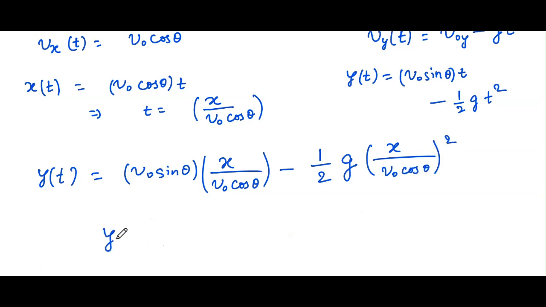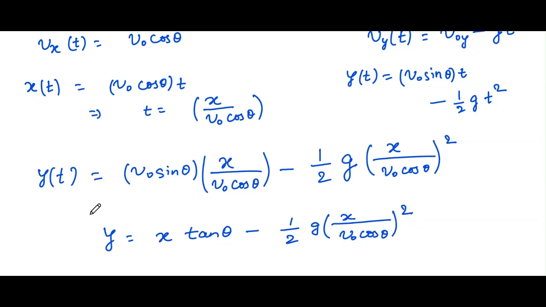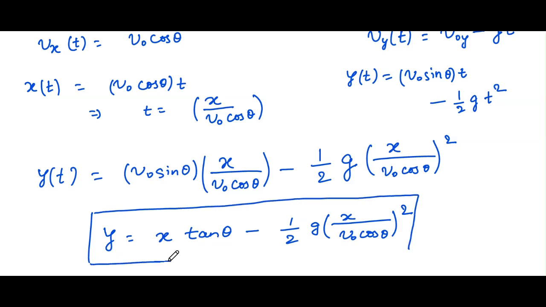Or we can simplify it further. This will be tan theta, this v naught and v naught will cancel out, and then sin theta by cos theta will be tan theta. So it will be x into tan theta minus 1 by 2 g x divided by v naught cos theta whole square. So this is the equation of trajectory of the projectile.